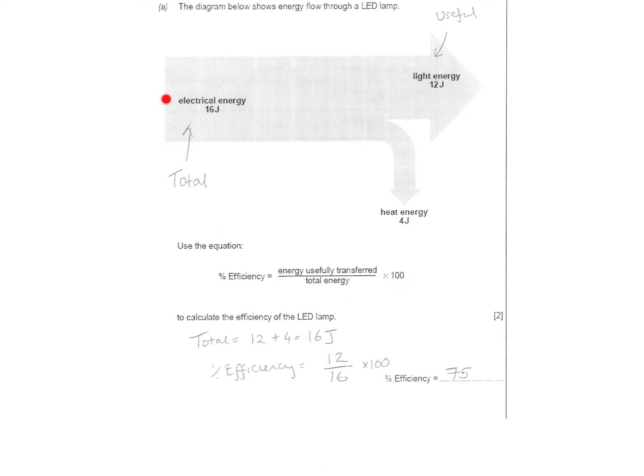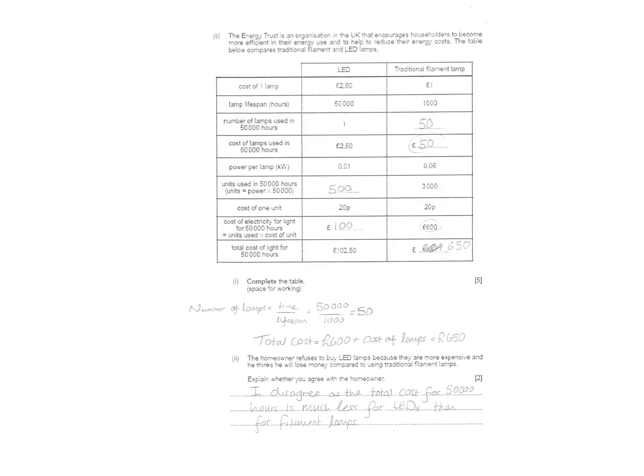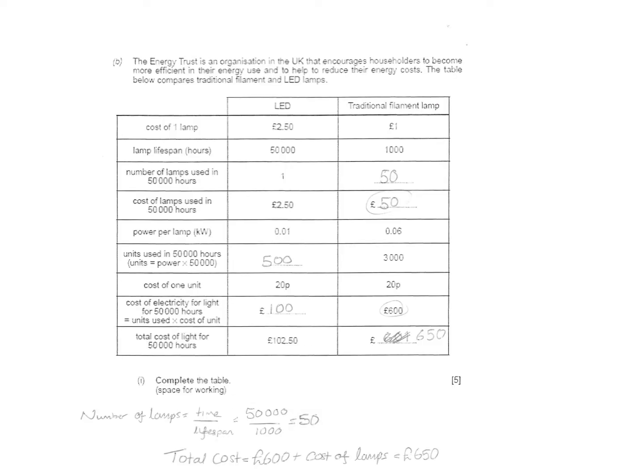Okay, so the total energy is the bit right at the beginning here. Okay, so that would be 16. Useful is the 12. Divide them, times by 100 gives you 75. Okay, so there is marks to be picked up here if you work your way through.